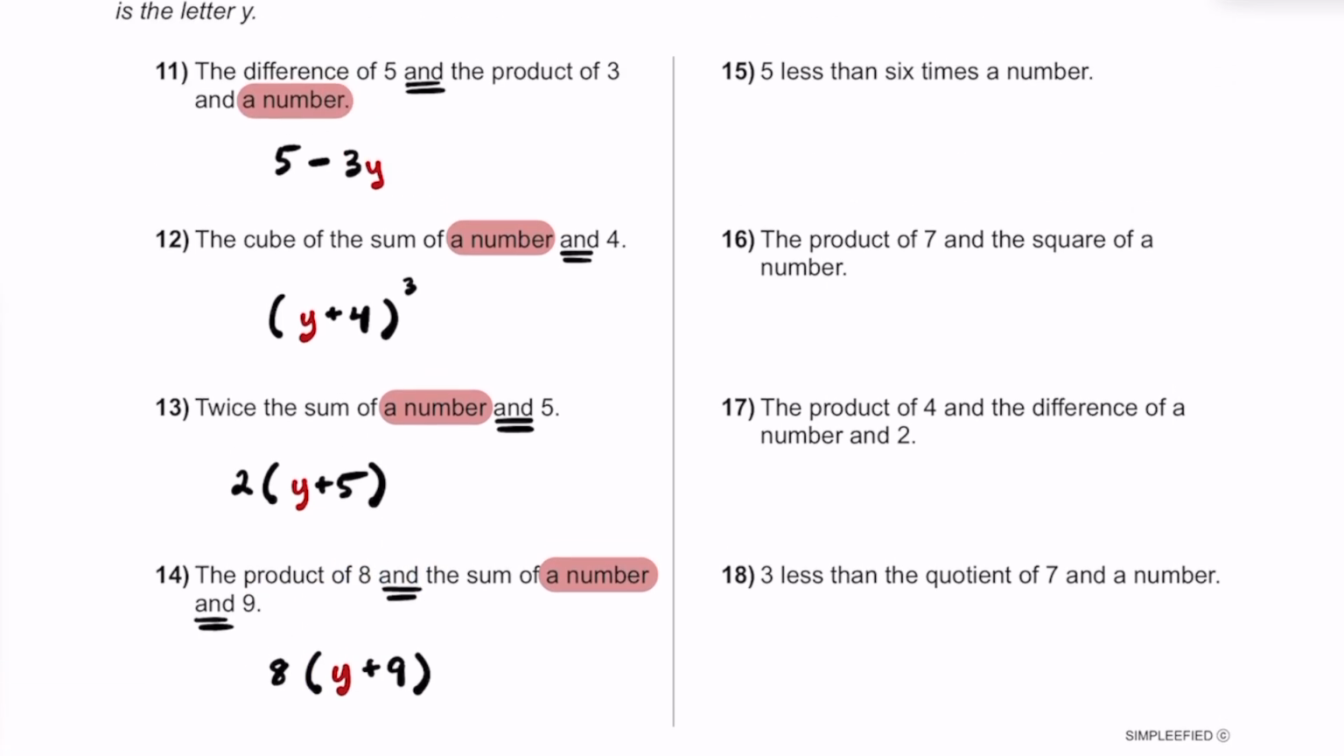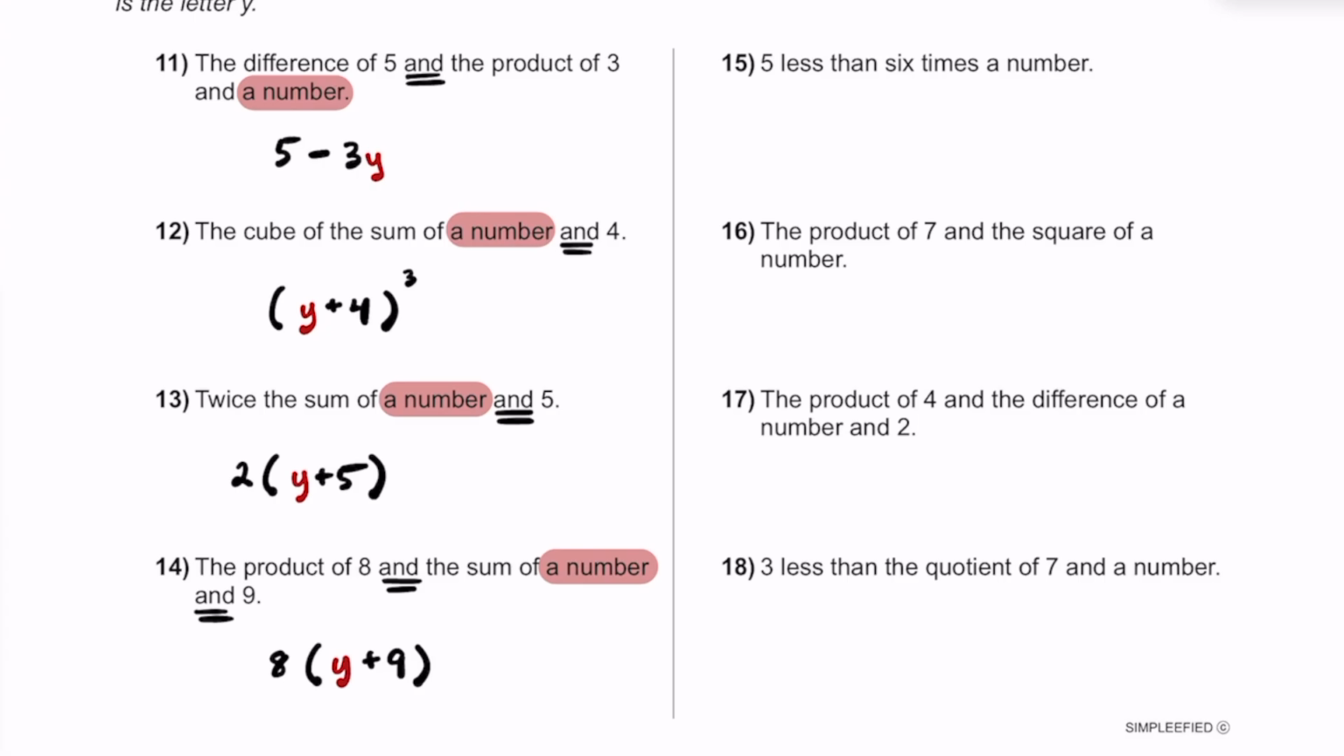Here's number 15. In number 15, we have 5 less than 6 times a number. So let's see, a number here is just going to be x, and it's 5 less than 6 times a number. So 5 less than something means we're going to be taking away 5 from something, right? So we're going to go ahead and write minus 5. It's 5 less than something. So it's 5 less than what? It's 5 less than 6 times a number.